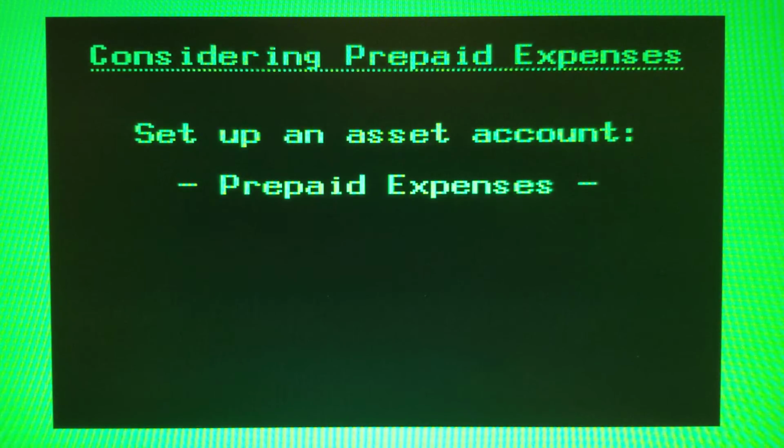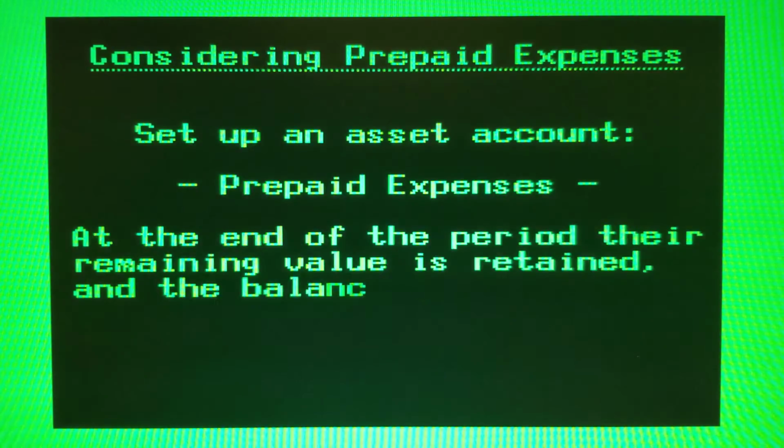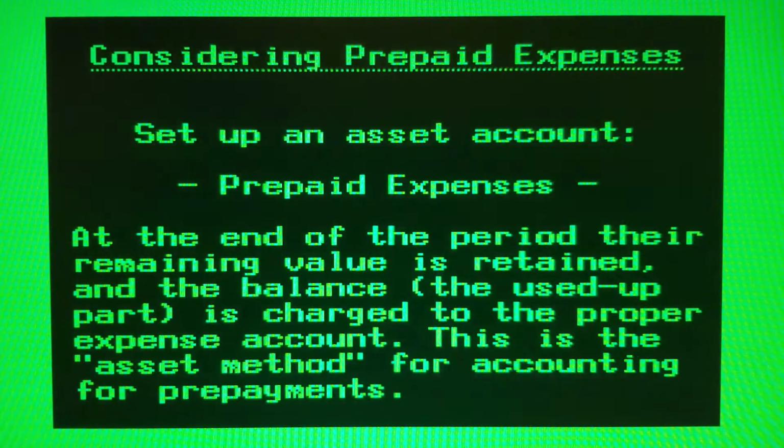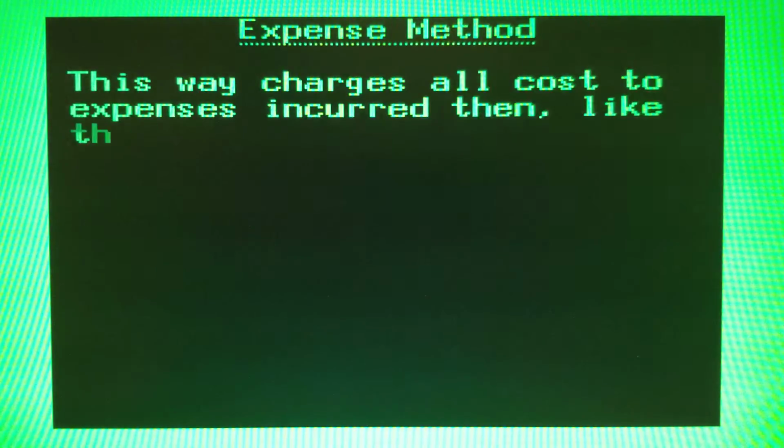There are two ways of considering expenses which are in part prepaid. First, if much of the cost may be represented by unused assets at the end of a period, they may all be set up as the asset prepaid expenses when paid or charged for. Then at the end of the period, their remaining value is retained, and the balance, the used-up part, is charged to the proper expense account.